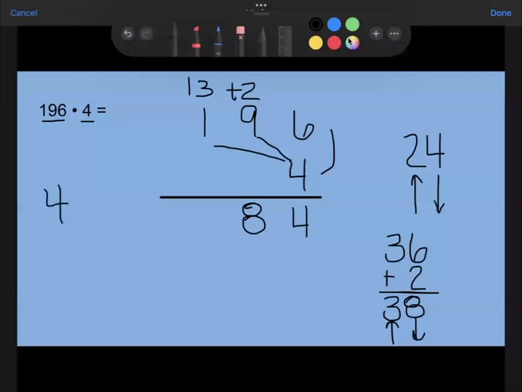Okay, so now I'm going to go ahead and multiply 1 times 4, which is 4. But I have to add the 3 that's now on top of the 1. So I'm going to add the 3 and I get 7. So since that's a single digit number, we're just going to keep it where it is right under the hundreds place. So right there. So our answer to this one would be 784.